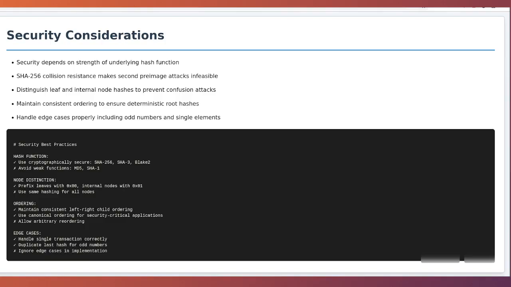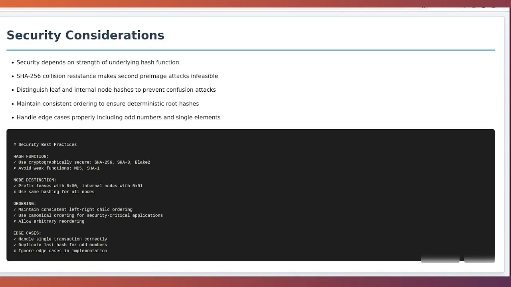Bitcoin uses SHA-256, which is considered secure. However, if SHA-256 were ever broken, meaning attackers could find collisions efficiently, Merkle trees that use it would then be vulnerable. One potential attack is the second preimage attack. If an attacker can find a different input that produces the same hash as a legitimate data block, they could substitute malicious data. However, good hash functions like SHA-256 make this computationally infeasible. It would take billions of years with current technology.